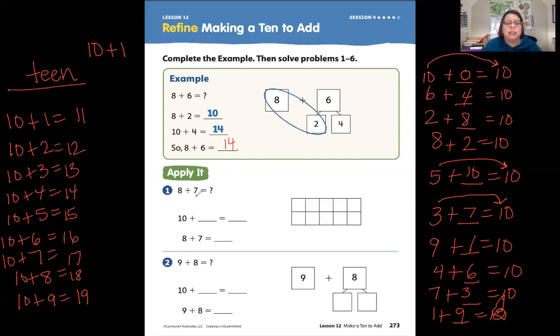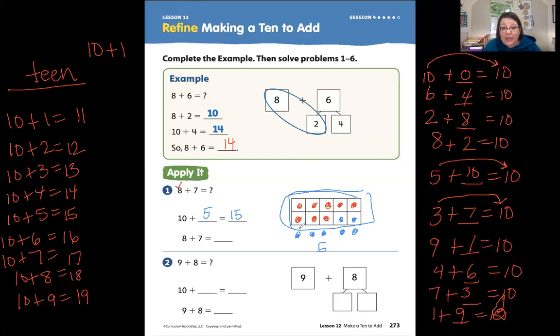Let's try this one. 8 plus 7. Here's 8. Let's draw it. 1, 2, 3, 4, 5, new line, 6, 7, 8. There's 8. Check. Now let's put our evidence for 7. Change our color. 7 more. 1, 2, 3, 4, 5, 6, 7. What did I make? I made a 10 and 5 more, right? 10 plus 5 equals 15.